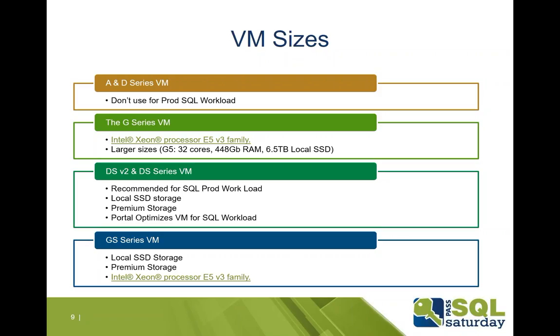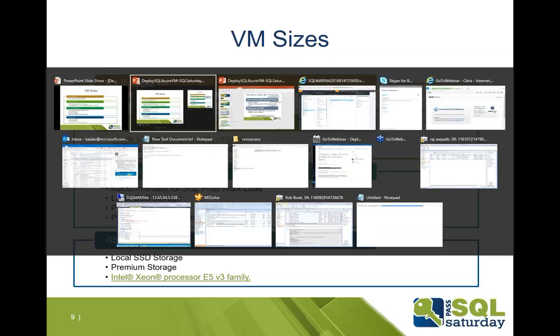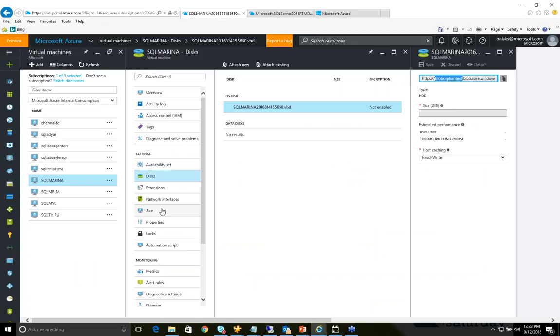The GS also is compatible with premium storage, but it also includes a big heavy compute cost. So it's definitely an expensive VM, and I have many high-end, big customers using GS series machines too. So if you're talking about an entry level, average SQL workload, you can start with DS series machines and you can pump up.